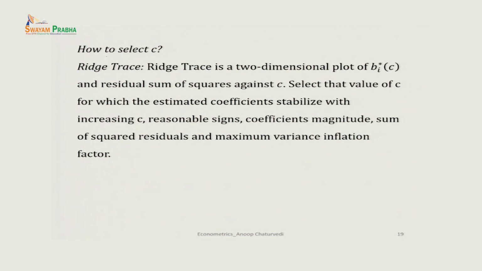Then the next problem is how to select c. First, we discuss the ridge trace procedure. Ridge trace is a two-dimensional plot of b_i*(c) and the residual sum of squares against c. Then we select that value of c for which the estimated coefficients stabilize with increasing c. Reasonable signs, coefficient magnitudes, sum of squared residuals and maximum variance inflation factor are also checked.